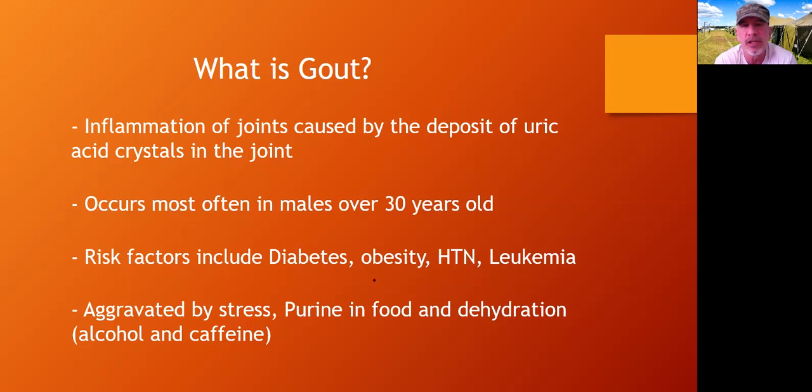And it's mostly seafood, especially shellfish, that are really high in purine. So if somebody has gout, they have to avoid the seafood and stay hydrated. That's two things to remember about gout: stay hydrated and avoid the seafood.